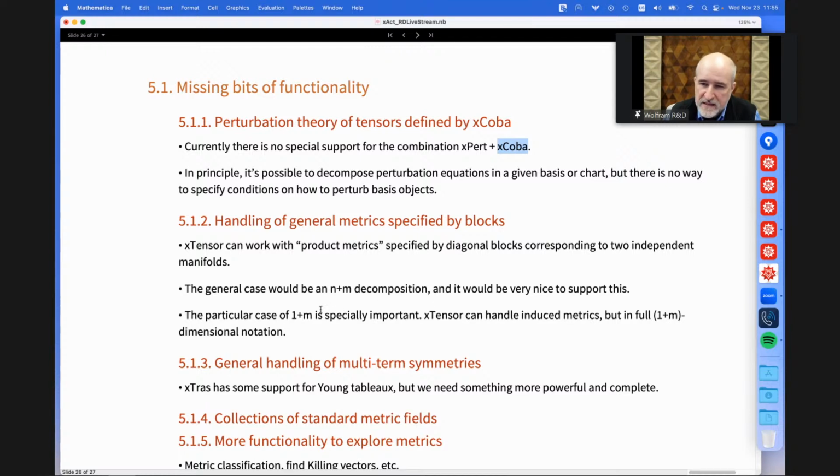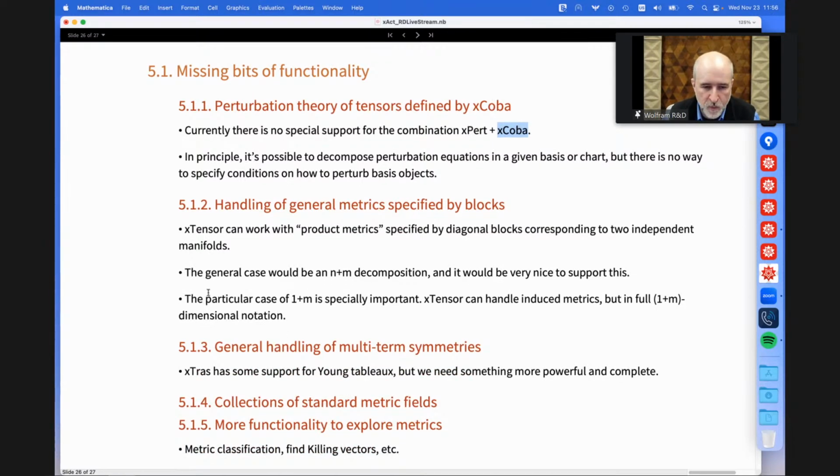We have something related, which is the n+1, what I call the induced matrix case. But this is using the full 1 plus n dimensional notation, not the ij notation of indices in each of the projected spaces, which is what people generally want.